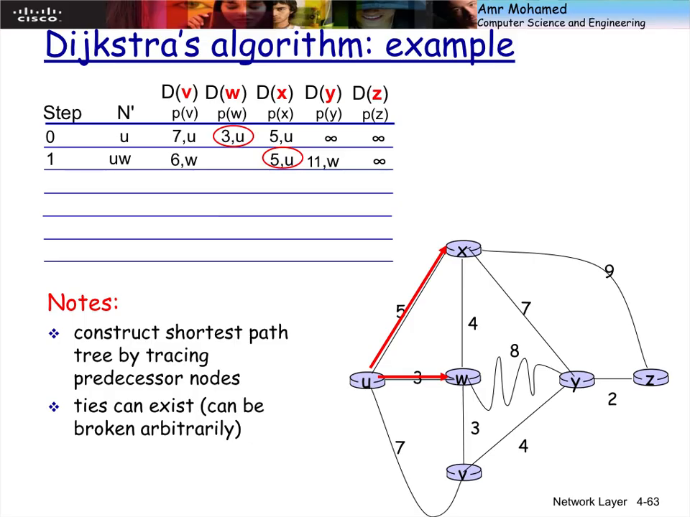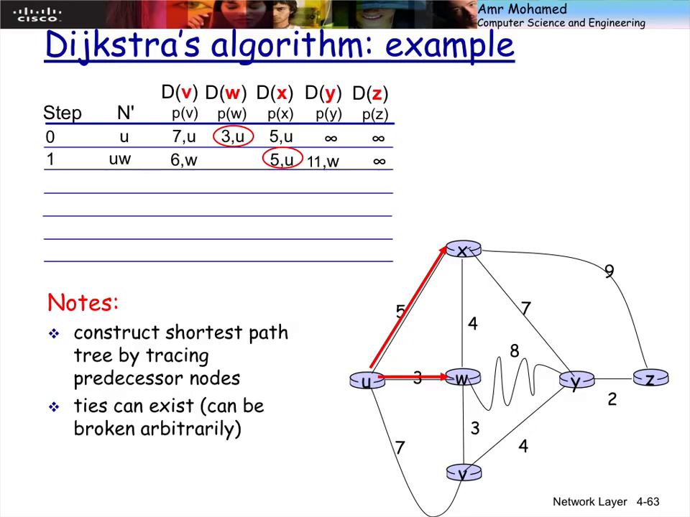So the cost between now U and X is either UWX, which is 3 plus 4, or 5. Right? We have to go with 5 directly, because there is a direct connection. So we know now the cost for this link, for this link, for this link, for this link, for this link.